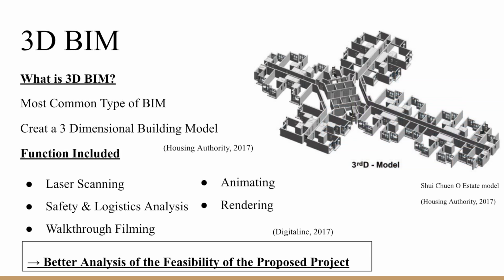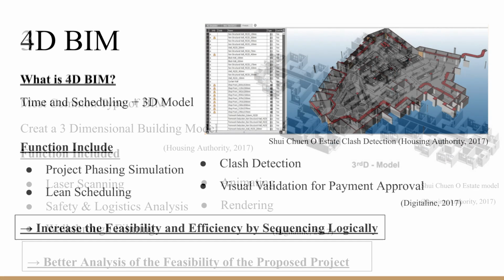So now let's move on and talk about what is 3D BIM. 3D BIM is the most common type of BIM, which creates three-dimensional building models. As we can see, this is the Sojino Estate 3D model provided by the Housing Authority in 2017. The functions included in 3D BIM are as follows. The adoption of 3D BIM allows a better analysis of the feasibility of the proposed project.